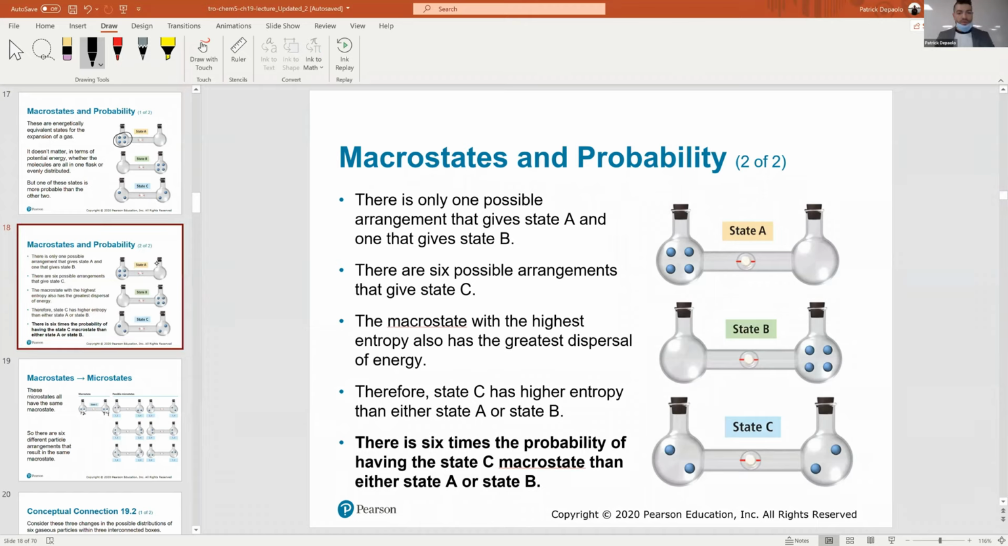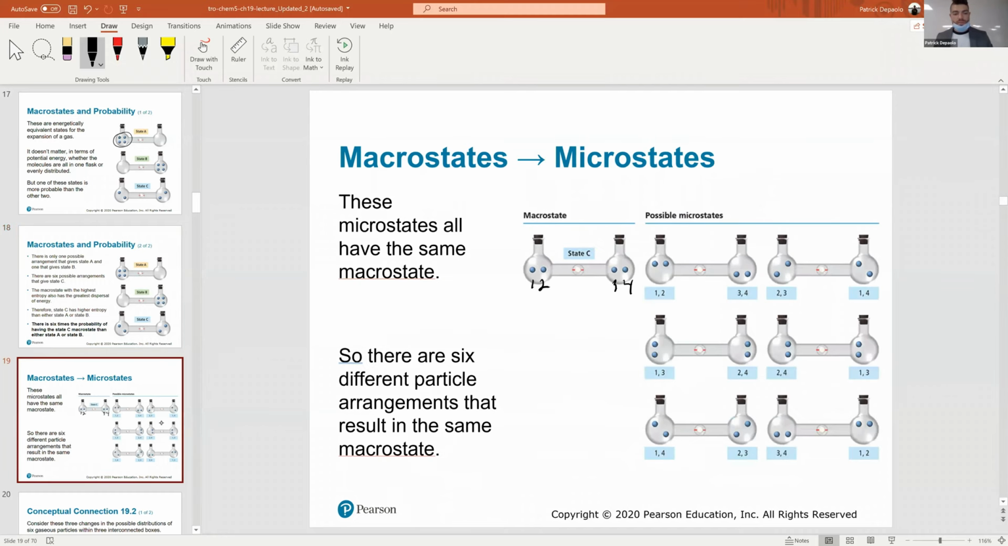And we saw that. So now here's basically what I just explained. There are 6 times the probability of having state C than either state A or B. Because you have different microstates in one macrostate, you have 6 microstates in state C, and you have 1 in A and 1 in B. That means C is 6 times as likely as A or B. And we can see that there.